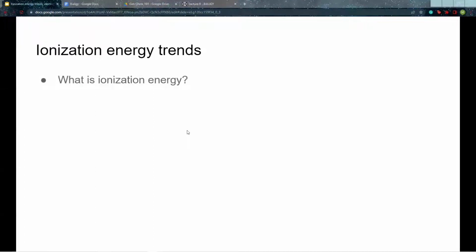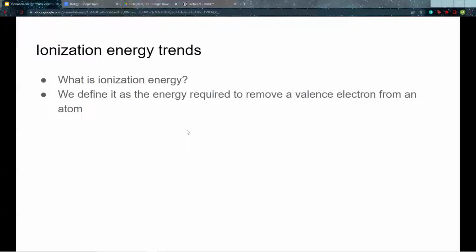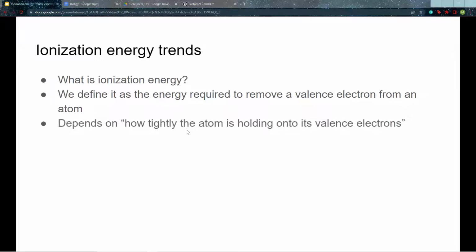The first thing we need to understand is what ionization energy actually is. Ionization energy is defined as the energy required to remove a valence electron from an atom, turning it into a positive ion. The amount of energy needed depends on how tightly the atom holds on to its valence electrons. Electrons that are strongly attached to the nucleus will have higher ionization energy than those that are not.